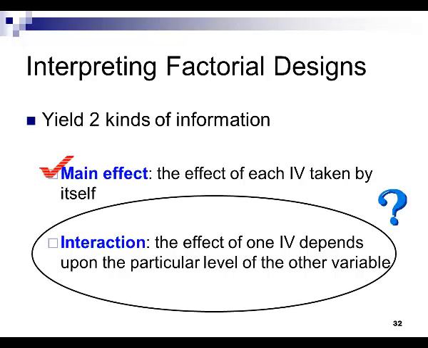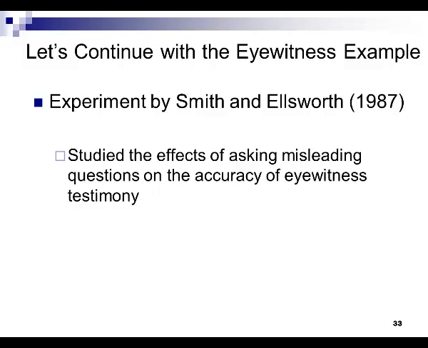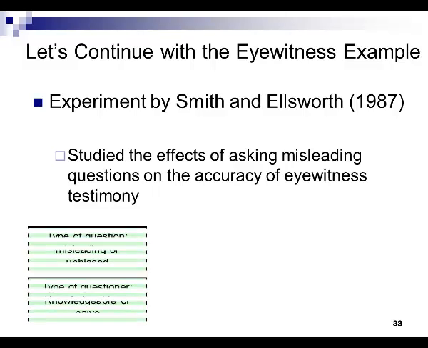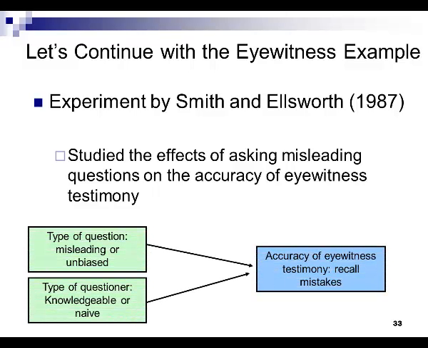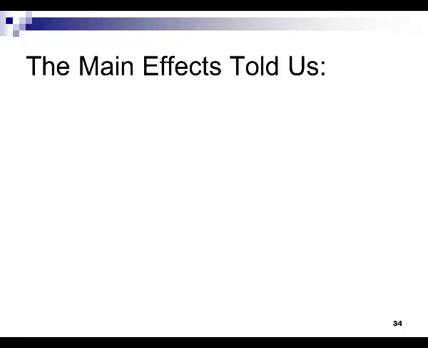But what about interaction effects? So using our same eyewitness example, we have two types of variables. One is a type of question, and the other is the type of questioner. So if we want to look at interaction effects and its relationship on the accuracy of eyewitness testimony, we need to look at interaction effects.